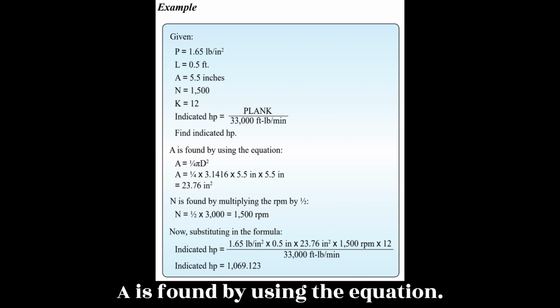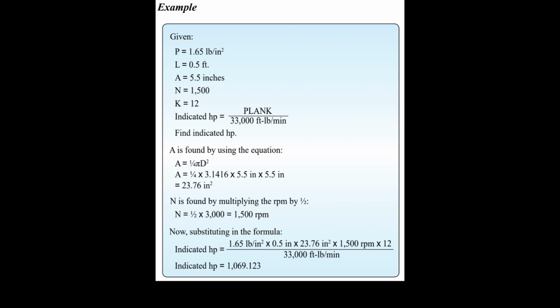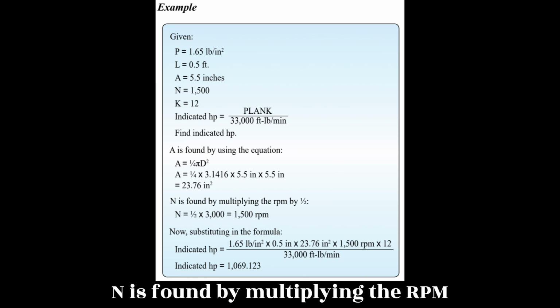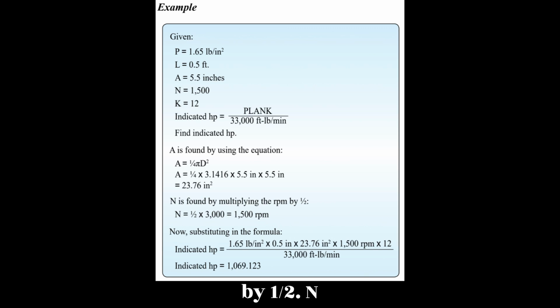A is found by using the equation A equals 1/4 times pi times D squared. A is equal to 1/4 times 3.1416 times 5.5 in times 5.5 in equals 23.76 in². N is found by multiplying the RPM by 1/2. N equals 1/2 times 3,000 is equal to 1,500 RPM.